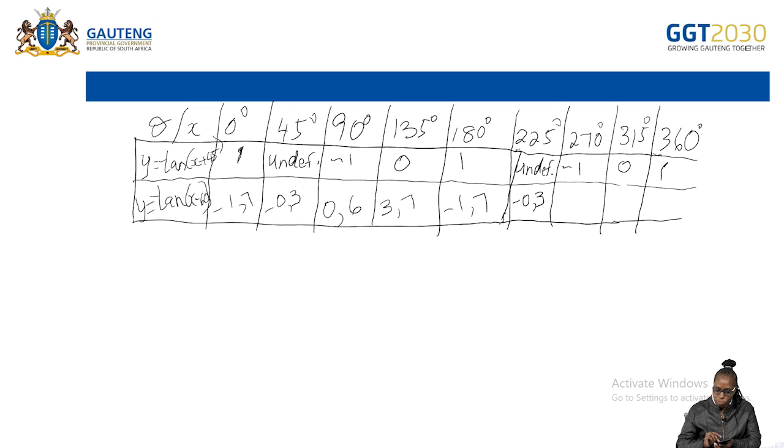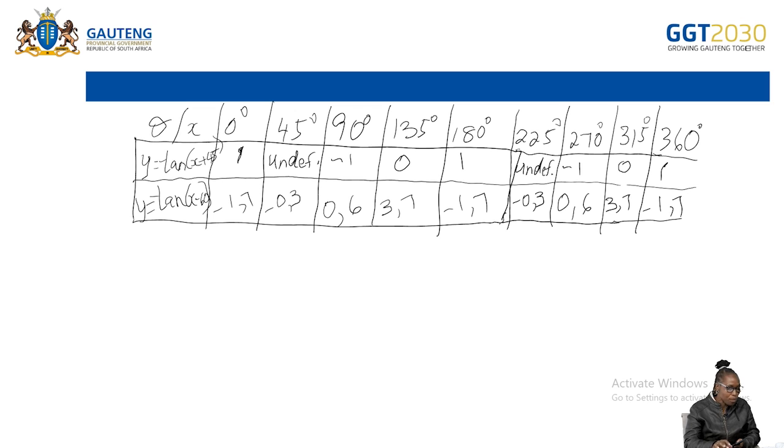When I'm at 270, what is my y? It's root 3 over 3, which I simplify to 0,6, positive 0,6. 315 gives you 3,7. And 360 gives you root 3, which is negative 1,7. All right, now I have my values. I have calculated my values that I'm going to plot.